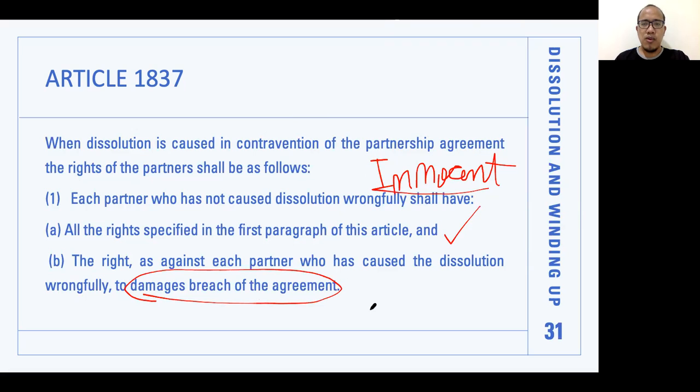Again, we are grouping the partners into two, innocent partners and guilty partners. The innocent partners are entitled to share in the surplus, meaning after paying all the partnership liabilities using partnership assets, kapag may sumobra, those will be shared among the innocent partners. And the innocent partners are also given the right to recover damages from the guilty partners. Tandaan, since there is a contravention of the partnership agreement, there is in essence a breach of contract. And breach of contract is an actionable wrong, and the innocent partners, since they did not take part in the violation of the contract, they may recover damages from the guilty partners.